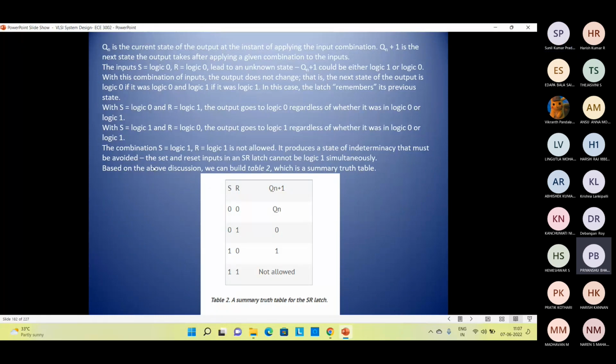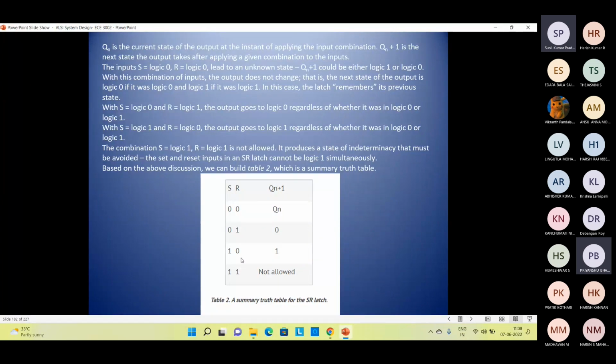Okay, and the last combination, that is S equal to logic 1 and R equal to logic 1, is not allowed, because it produces a state of indeterminacy that must be avoided. The set and reset inputs in the SR latch cannot be logic 1 simultaneously.